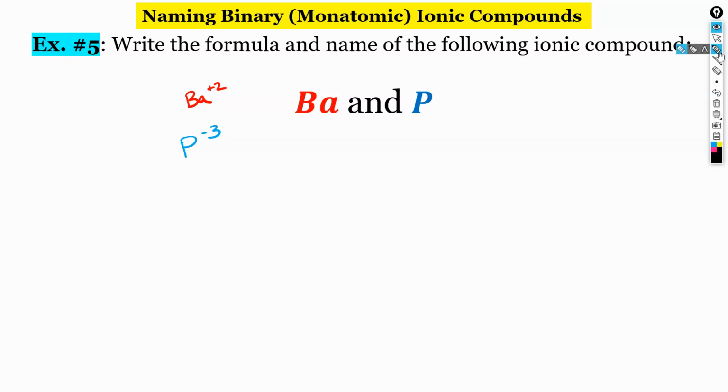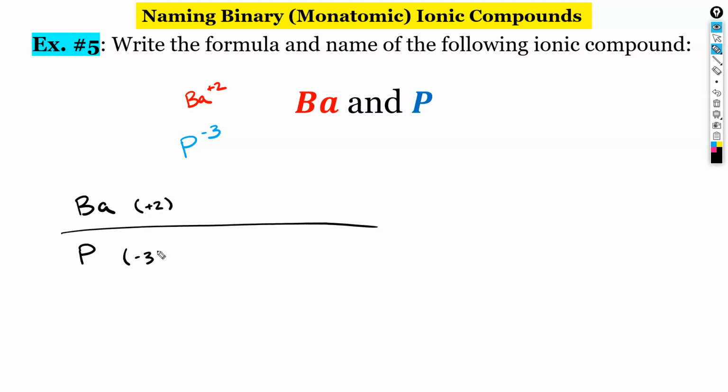Okay, so what we're going to do here is we're going to find our least common denominator. So we've got barium, we have phosphorus. Okay, so barium is a +2. Phosphorus is a -3. So if I multiply 2 times 1, that's going to be +2. 2 times 2 is +4. 2 times 3 is +6. Let's do the same thing with -3. 3 times 1 is -3. 3 times 2 is -6. 3 times 3 is -9.